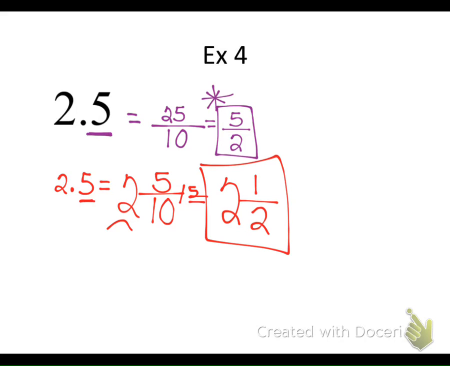So there's 2 ways to do it when you're dealing with a mixed or an improper fraction. Okay, let's take a look at example number 5.